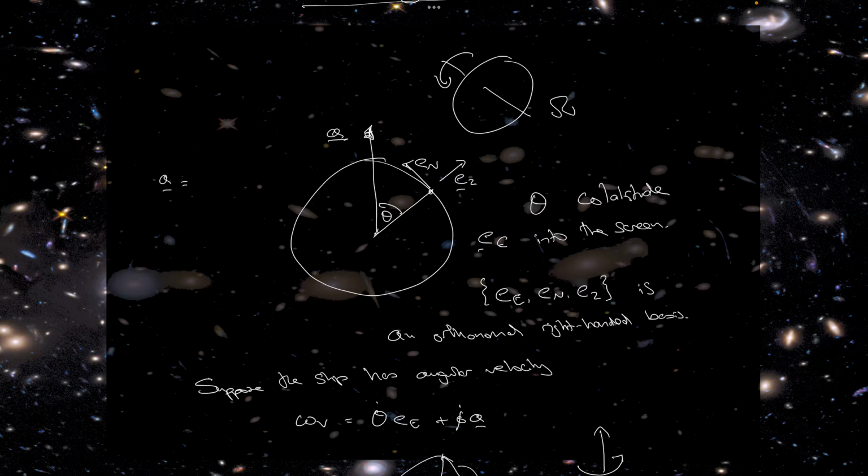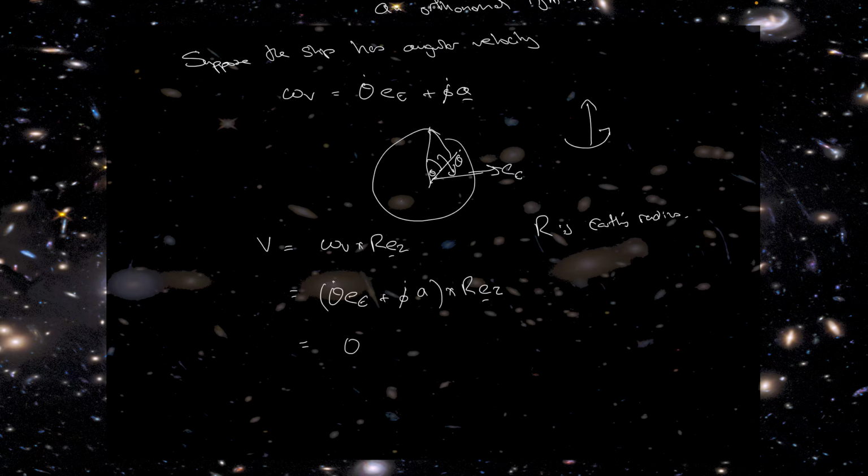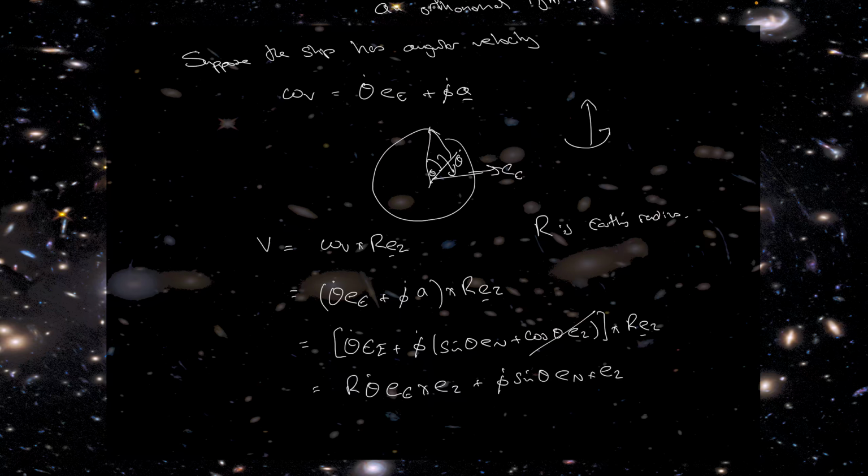Now A is equal to sine theta times E north plus cos theta times Ez. And we can see that from a diagram like this. That angle is theta, so that's the component in the northerly direction, and that's the component in the z direction. So that's theta dot E east plus phi dot times sine theta E north plus cos theta Ez, crossed with r times Ez. Of course that term goes, and that gives me r theta dot E east cross Ez plus phi dot sine theta E north cross Ez multiplied by r.